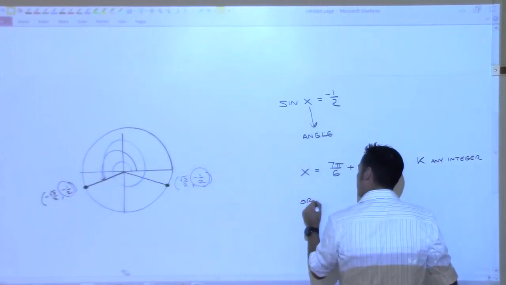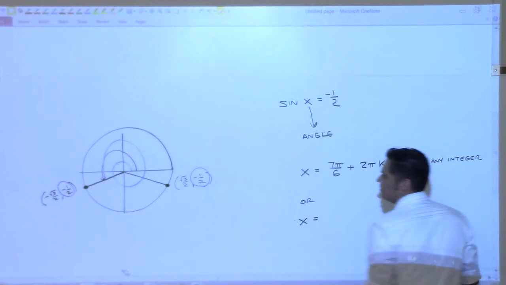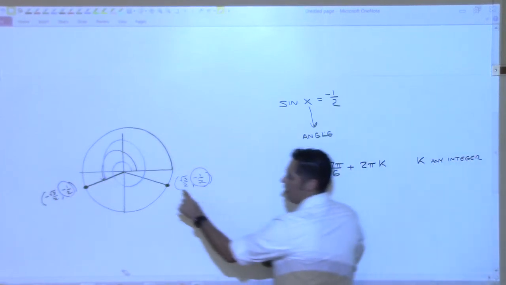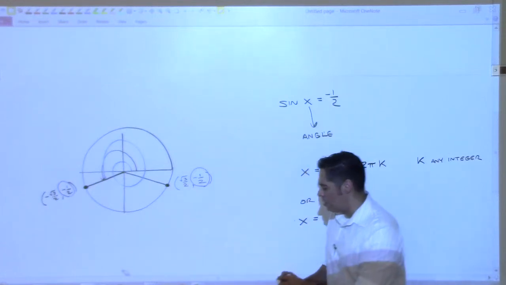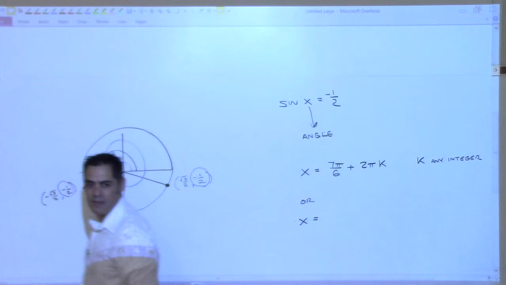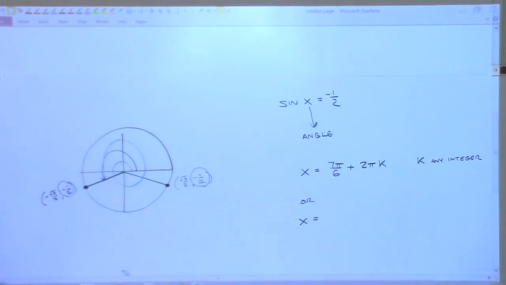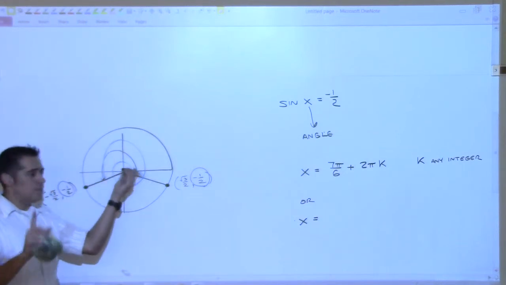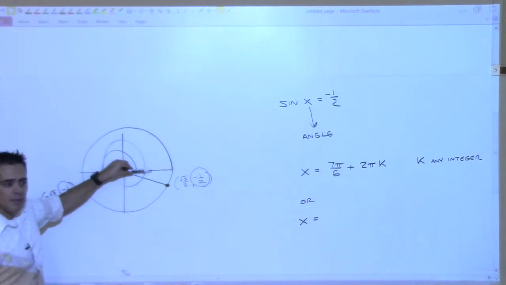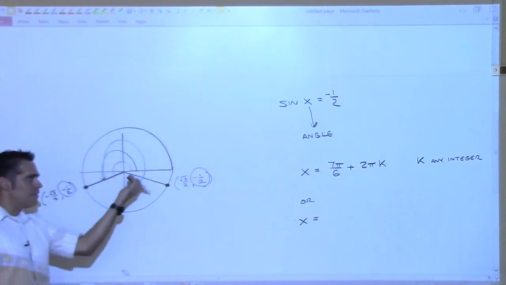Or x is... now what's this angle right here? In radians. I'm only saying radians because we really start to walk away from degrees in this class. We do radians almost exclusively. 11 pi over 6. So 11 pi over 6 takes us here. If you wanted to, you could just use negative pi over 6. It's up to you. But I'll use 11 pi over 6.